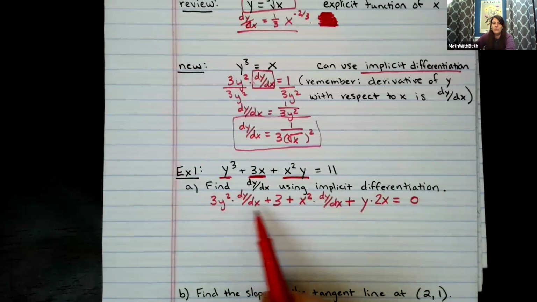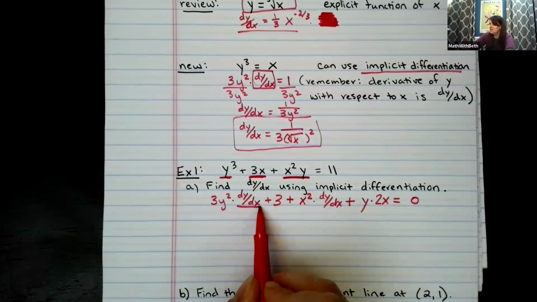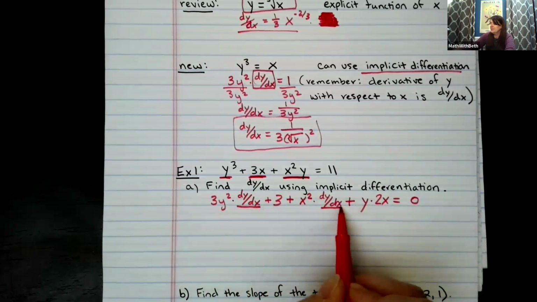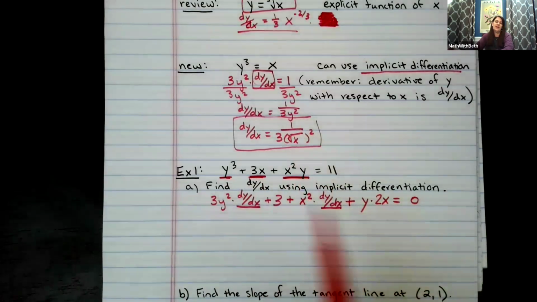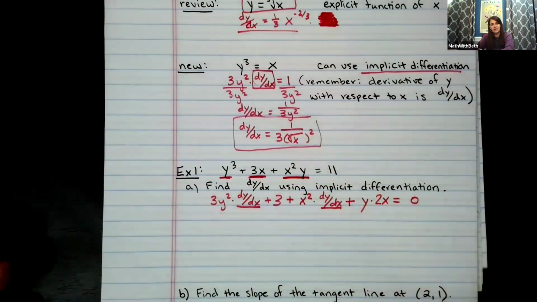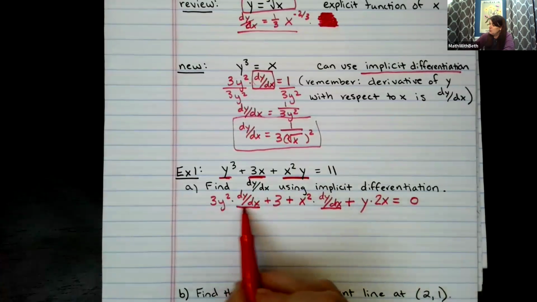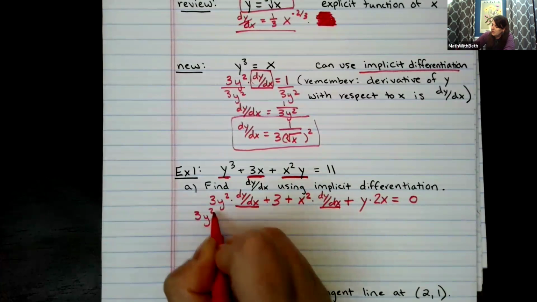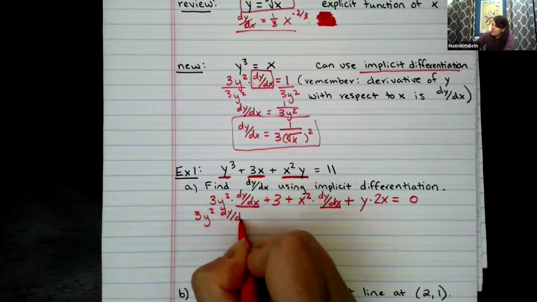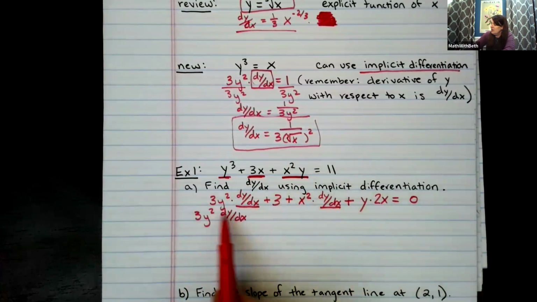So hopefully you see the only thing really different from what we're used to is anything that involved a y ended up having this extra step at the end. So now, just like before, it's just going to be a little harder. We want to get the dy dx by itself to get our answer. Since two different things have dy dx, my first step is going to be getting both of them on the same side. So I'm going to leave this one where it is.